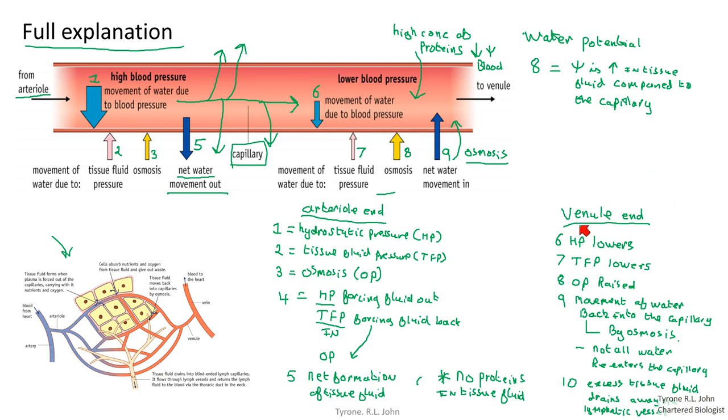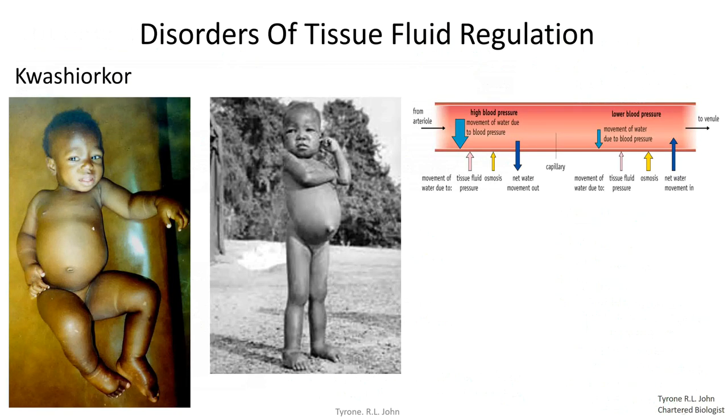Okay, so the next slide, you're going to see two images of two different children suffering from one disorder of tissue fluid formation. This disorder often occurs in children. I don't think you really get adults with this disease, but I may be wrong. So the next slide is going to show two young children suffering from one disorder of tissue fluid regulation. Okay, so here's the slide.